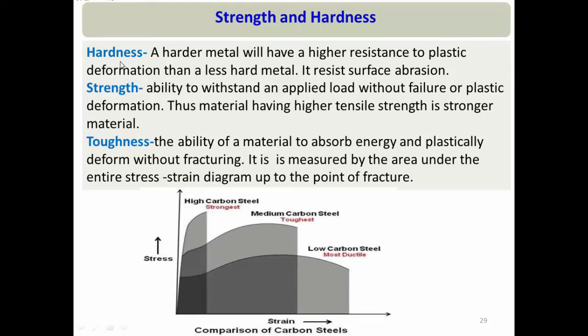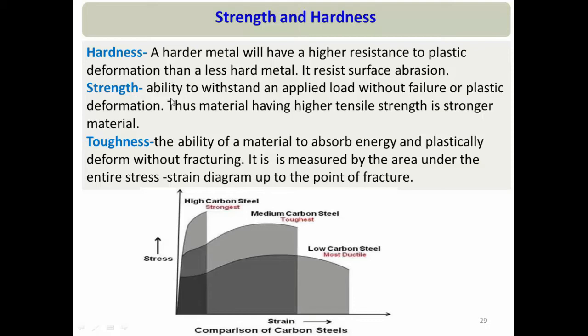Whereas when we measure hardness, we press an indenter on the material, and we focus on how much depth the indenter is penetrating into the material. So it is a kind of resistance to local deformation or indentation or surface abrasion, whereas strength is the ability of a material to withstand an applied load without any fracture. And whenever we talk about strength, we usually consider it as ultimate tensile strength.